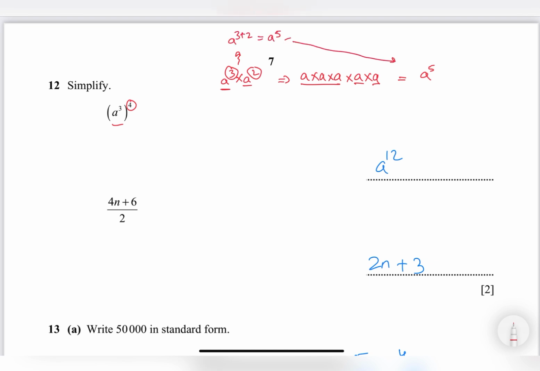Now you can match it, but the scenario is different over here. Over here, we multiply the powers. So it would be 3 times 4, that is a to the power 12. If I give you a square to the power 4, again it would be 2 times 4, that would be a to the power 8. Whenever the power is outside the bracket, just multiply it, my friends. All right, don't confuse it with this one.